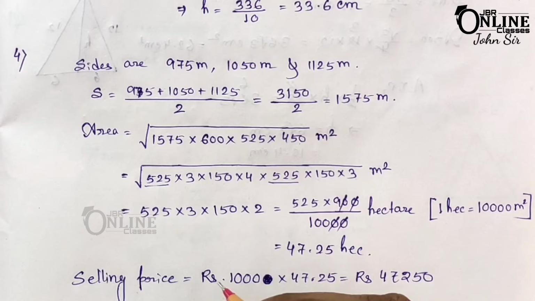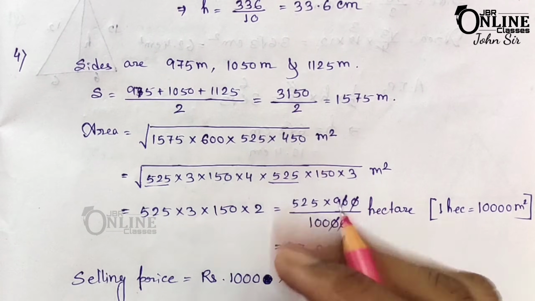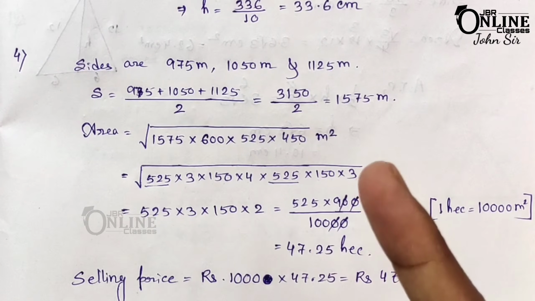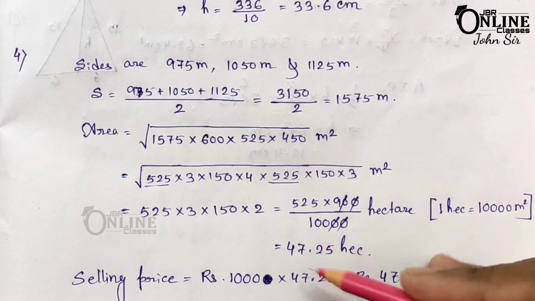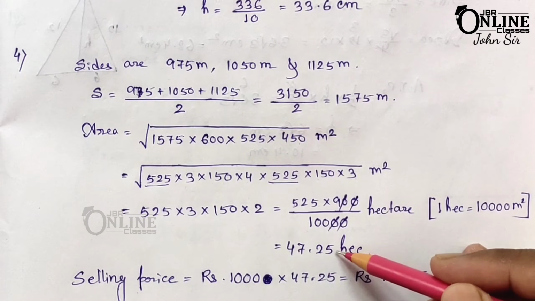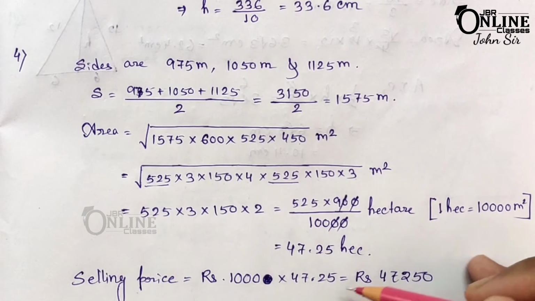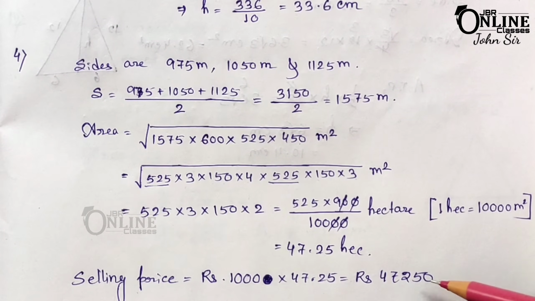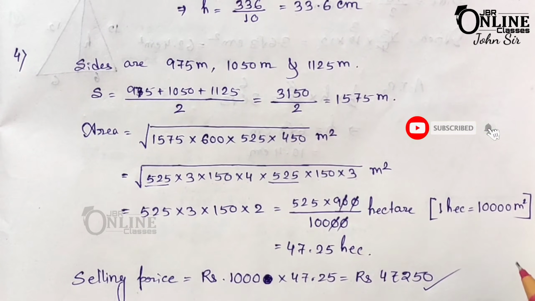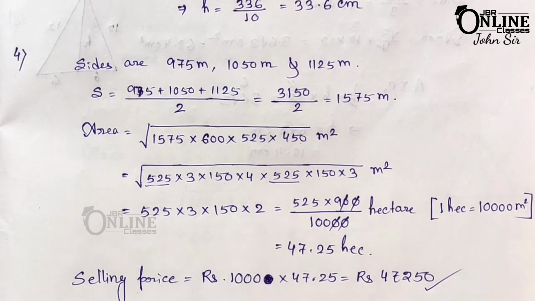Clear? Now you have to find out the selling price, as here the rate is rupees 1000 per hectare. That means 1 hectare is rupees 1000. So here 47.25 hectare, so multiply with 1000, it will be 47250. Okay, so 47250 is your answer.